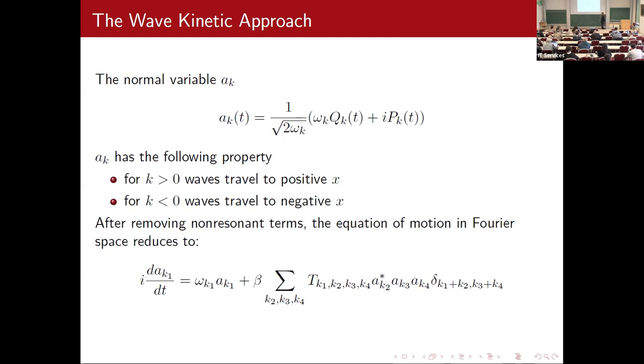Take the FPU system, write it in terms of k and A of k, and you end up with this equation. This is the equation that you get. You have to remove some non-resonant terms that come out. There are four-wave interactions, of the kind 1 into 3 or 0 to 4. There are other interactions, but you can remove them, assuming small beta, using some transformation. You can show that those are the only terms that are relevant in the system.